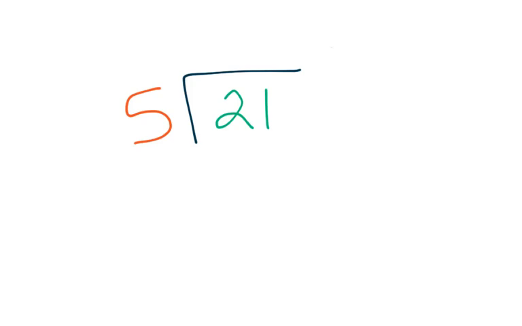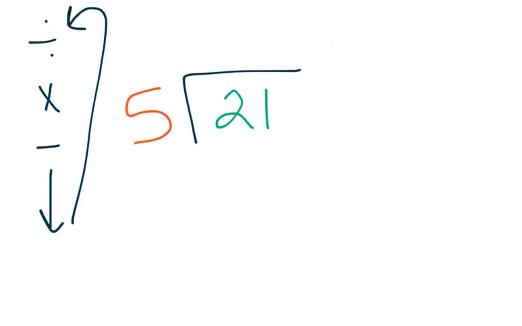Here we have 21 divided by 5. Looking at our steps here on the side, we know the first step is to divide. So 5 doesn't go into 2. Does it go into 21? How many times? 4. Then we multiply. 5 times 4 is 20. Subtract, we get a remainder of 1.